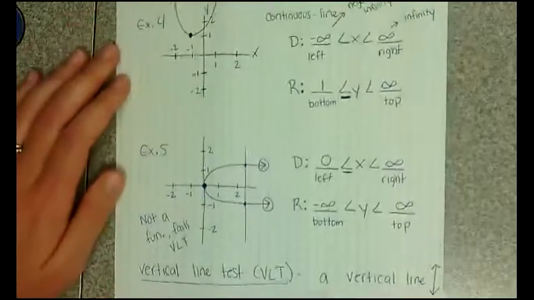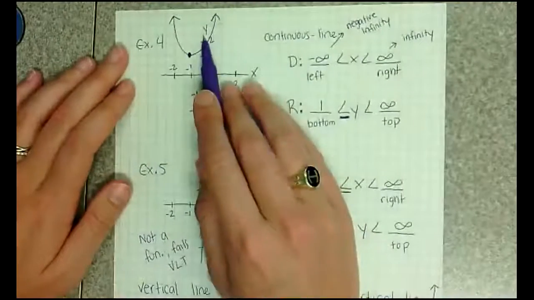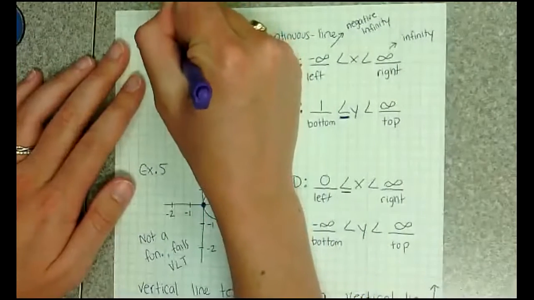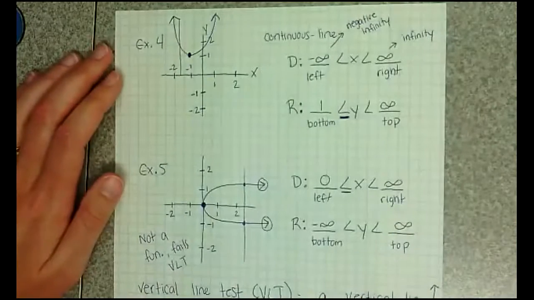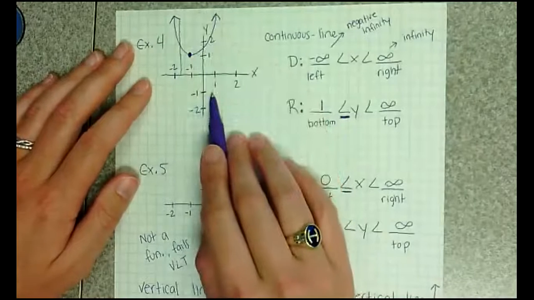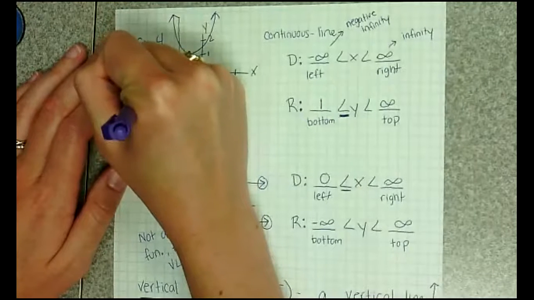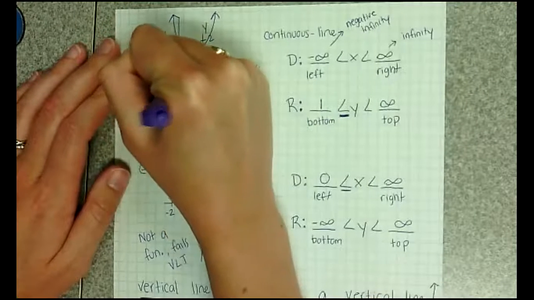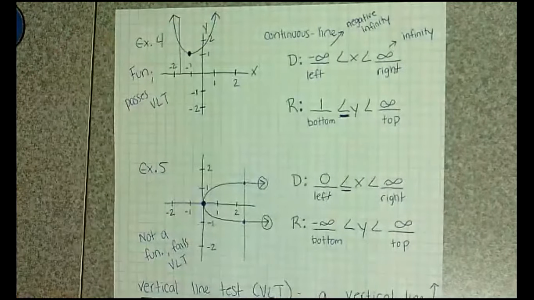Okay. So we'll do another one. Like on this graph, if I draw a vertical line, how many times did I cross it? Once. I only crossed it here. So it's a function. So I'm gonna write that over on the side: function. It passes the vertical line test.